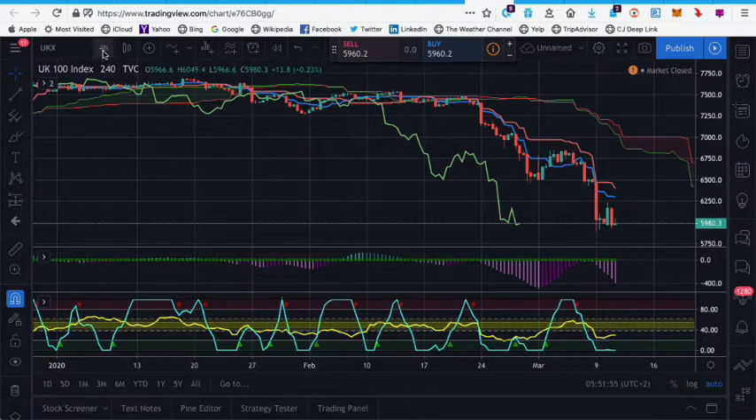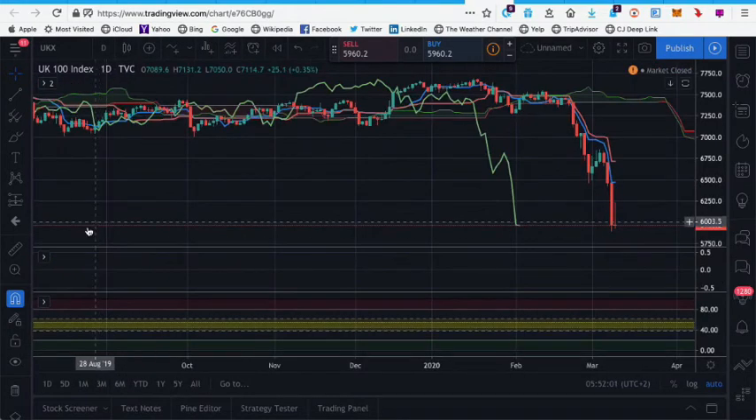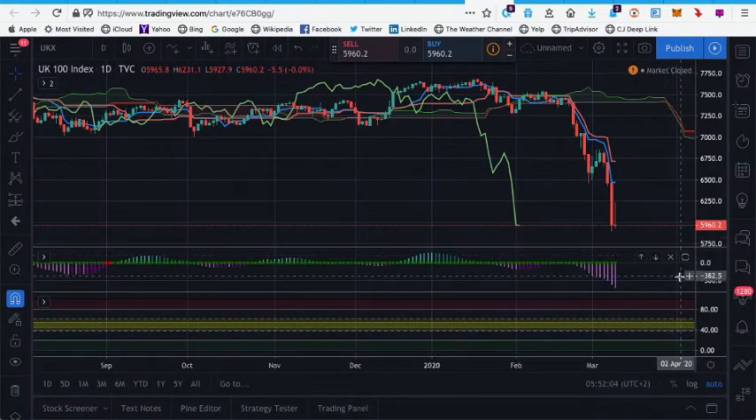I see that I've been talking about the 4-hour. Let's switch over to the daily very quickly. I'm very sorry about that. So we've done the 4-hour. Okay, good. Here is the daily chart.